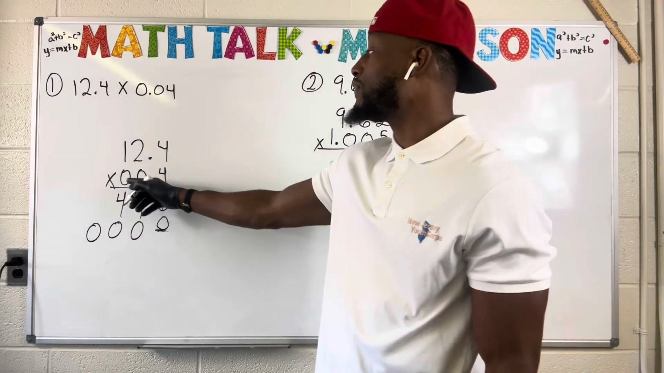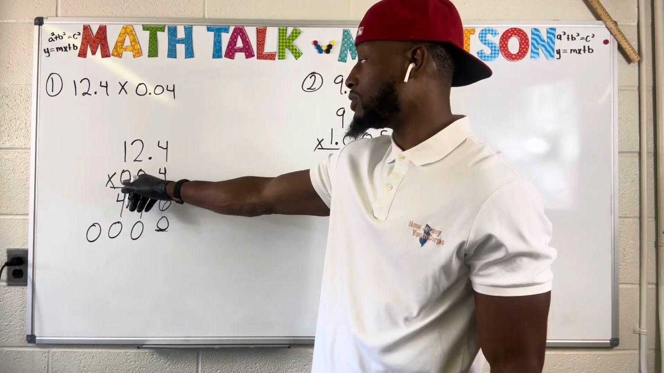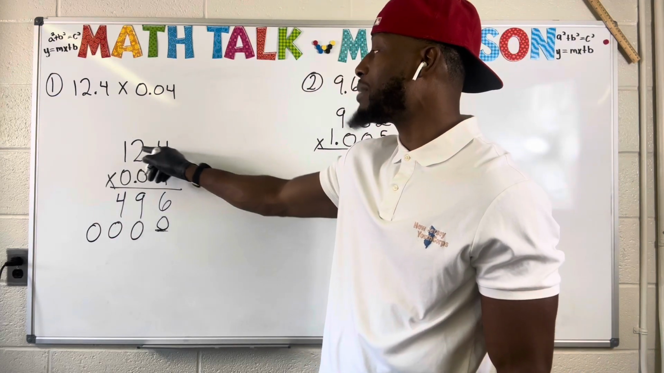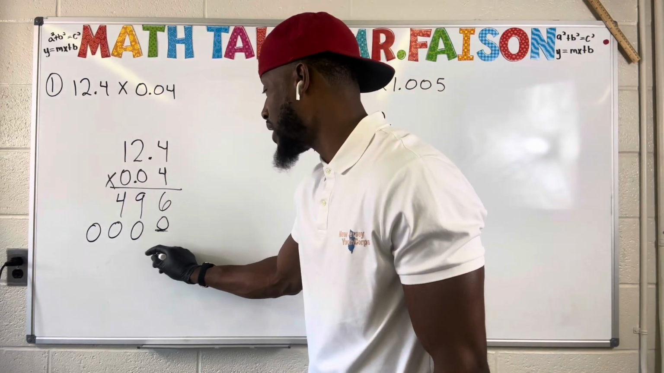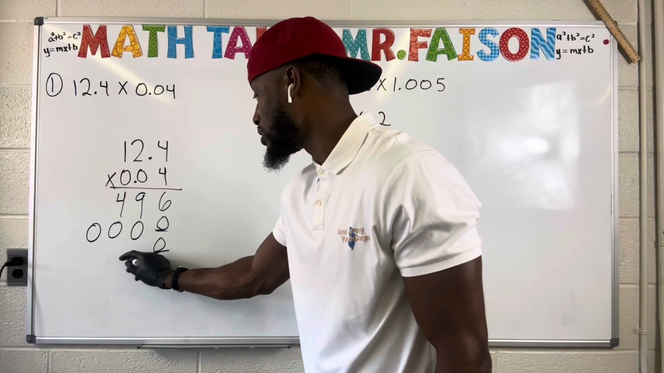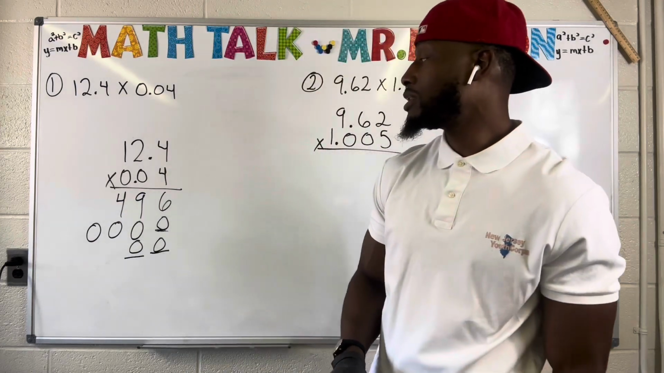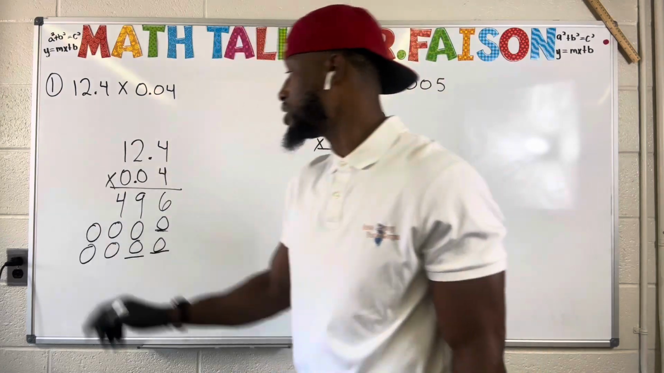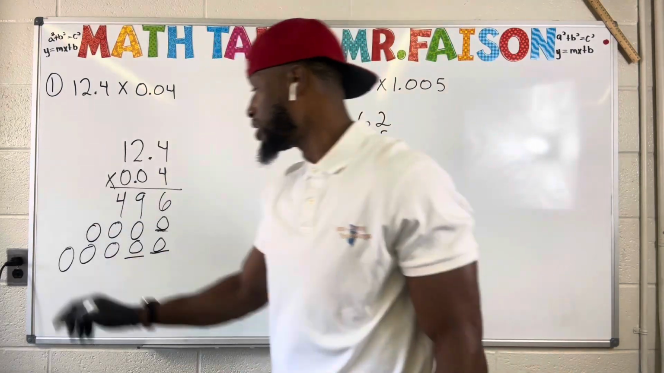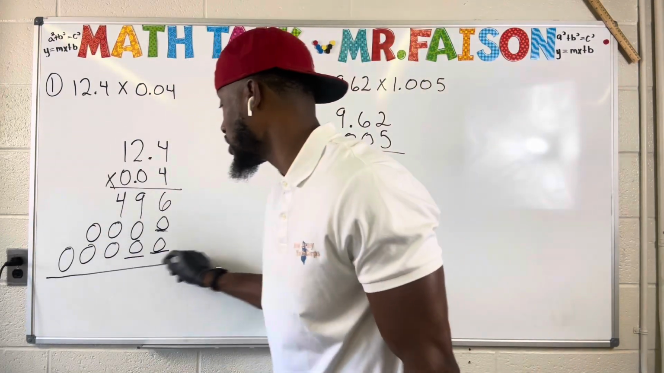Now, we move over to the final number, this last 0, and we're gonna multiply that by everything up top. But before we do that, we're dropping down to the third row, and we have to add 2 placeholders. Okay? So we're gonna do 0 times 4, which is 0. 0 times 2, which is 0. 0 times 1, which is 0. And we're gonna add all of this up.